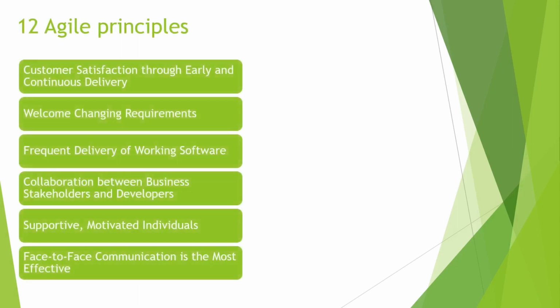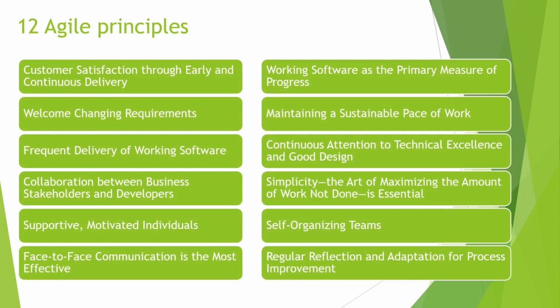So there are 12 Agile principles. Customer satisfaction through early and continuous delivery. Agile allows you to give out smaller changes in an incremental manner and get customer satisfaction tested, rather than saying, okay, here is the big elephant, now you gotta eat it. We're going to eat the small elephant one bite at a time, and it makes it easier. As we discussed, it welcomes changes.